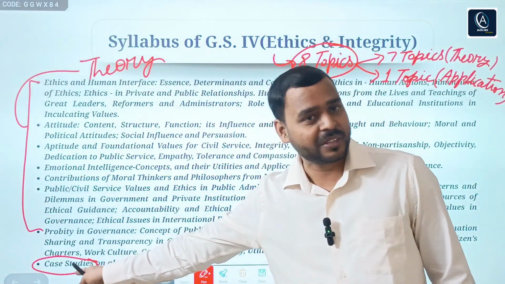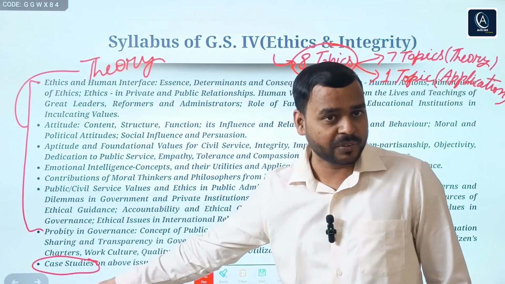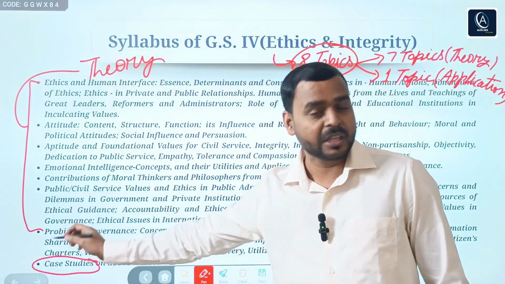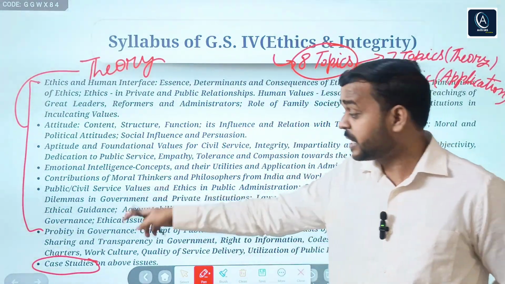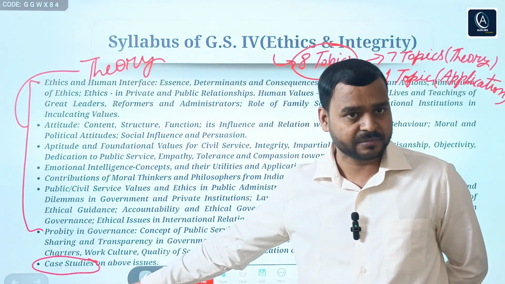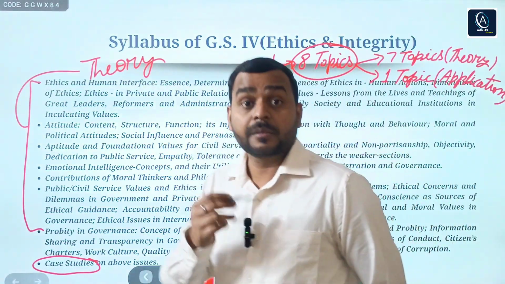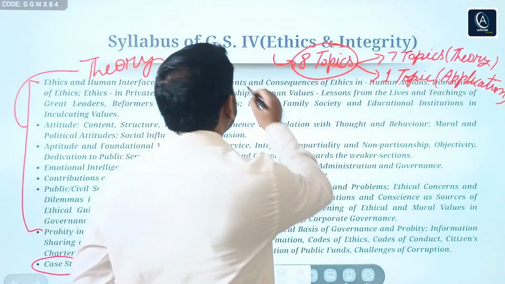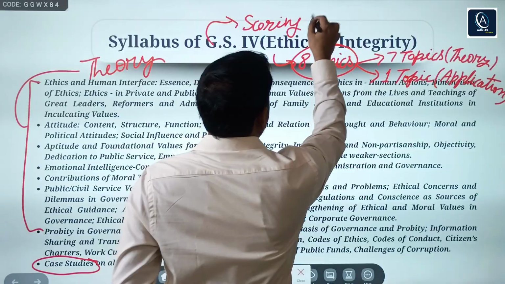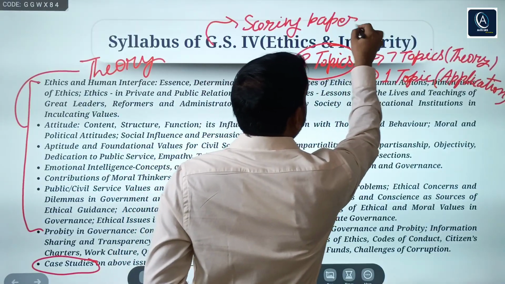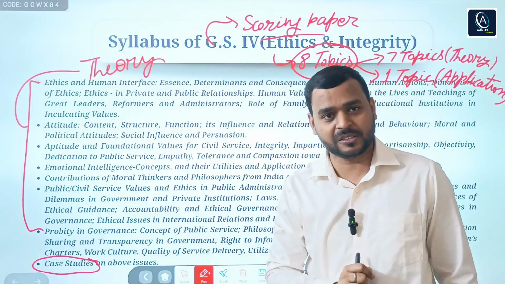And 1 is application based, right? Mainly, this is also based on theory. You should complete the theory part, or at least a majority portion of the theory part, then you should solve case studies. So, as I said, 8 topics. The beauty of this paper is that it is a very scoring paper, and when it is a scoring paper, it is the deciding factor in your final selection.